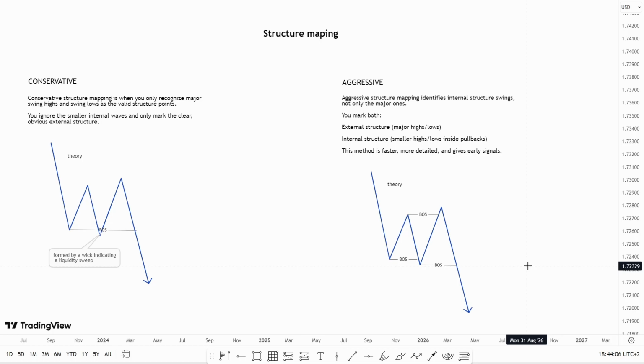But I will be going into structure mapping further when we go into our market analysis, as we will be doing it on the markets now rather than just talking about it and explaining it. So yeah, let's see what the market is actually giving us.